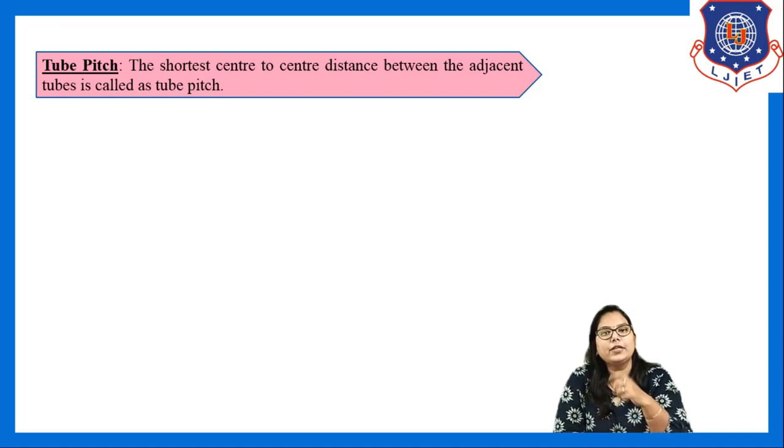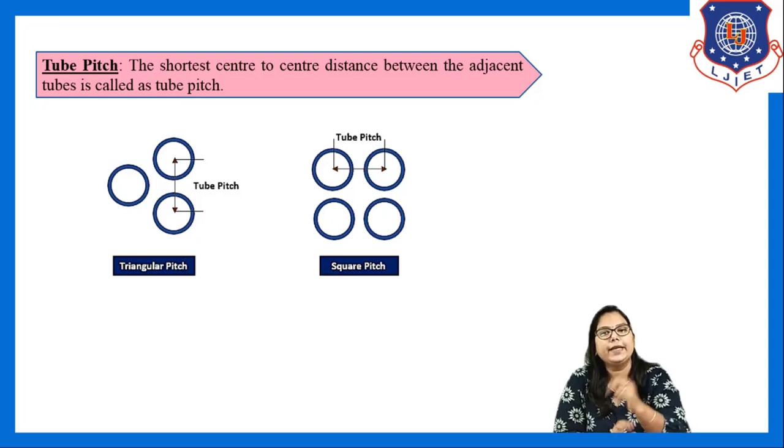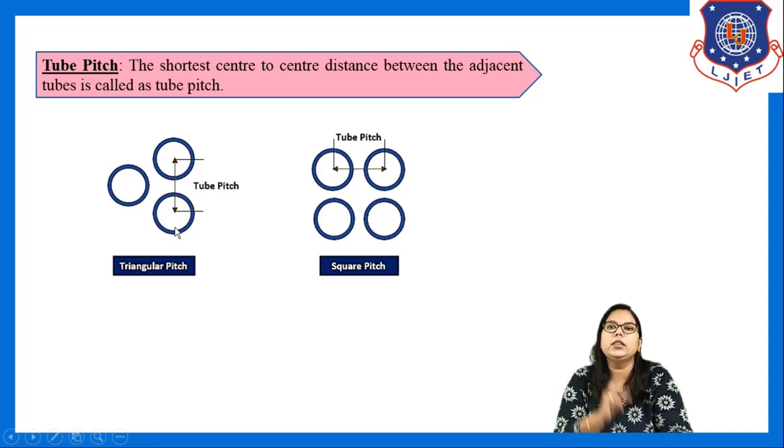Now let's see what tube pitch and tube clearance are. Tube pitch is the shortest center to center distance between adjacent tubes. There are two different arrangements. You can see triangular pitch and square pitch. And what is pitch? Pitch is the center to center distance between two adjacent tubes.